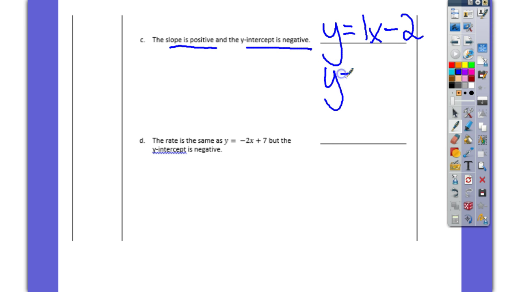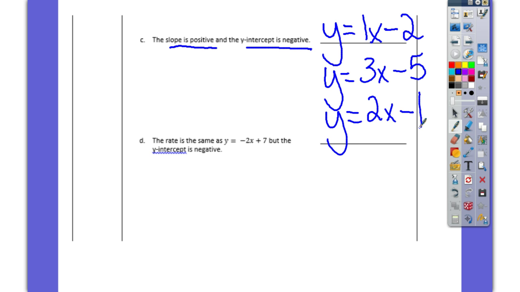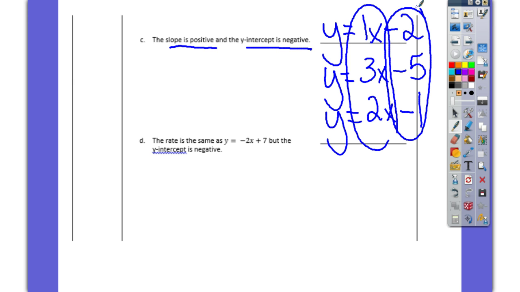Another one. Perfect. Another one. Y equals. Perfect. That all works. We can have gobs and gobs of examples on that one. As long as the slope is positive and your y-intercepts were negative, your answer would have been right.